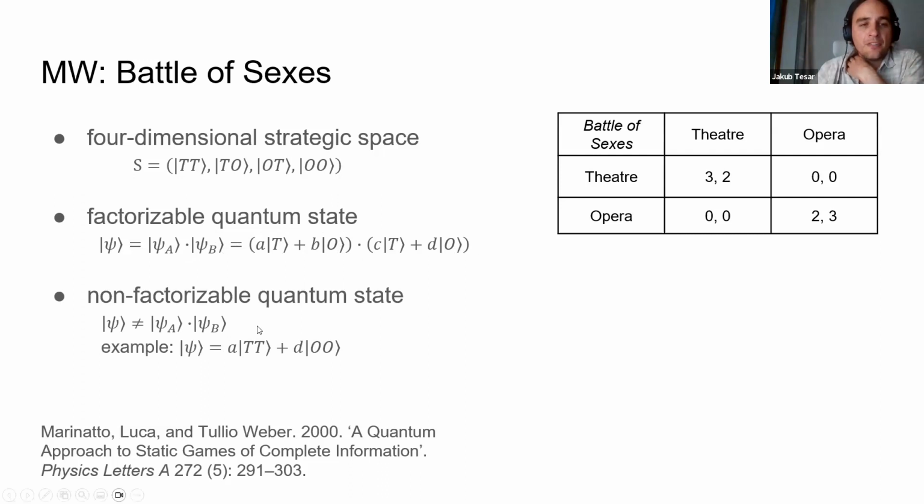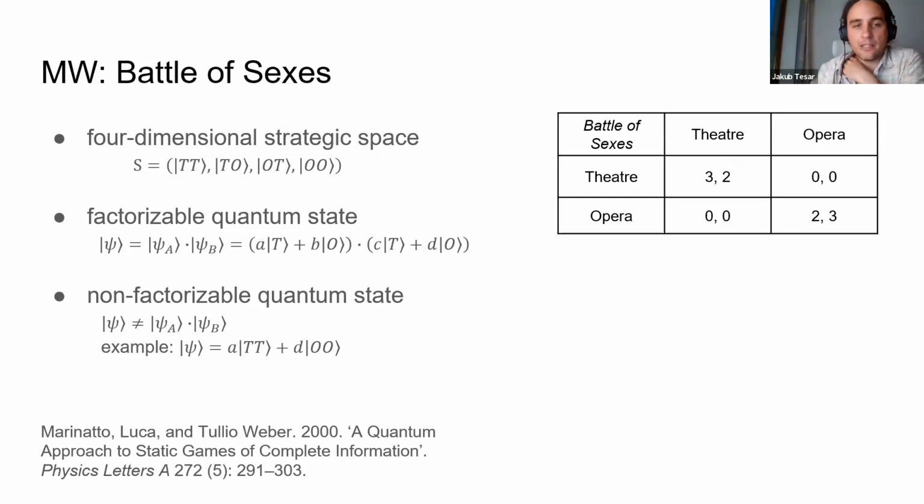But if we say that the initial state is not factorizable, for example, this Bell state, then you see that in this example, if you have this initial state, the players basically win the game, because they can only end up in the same place together, and there is no possibility that they will be in different places.